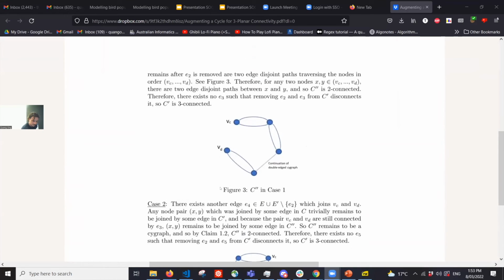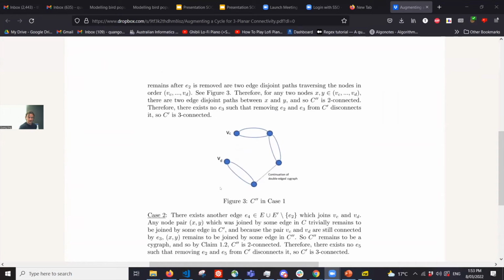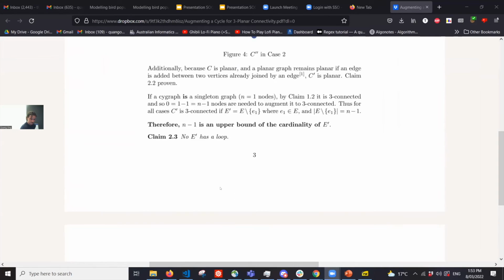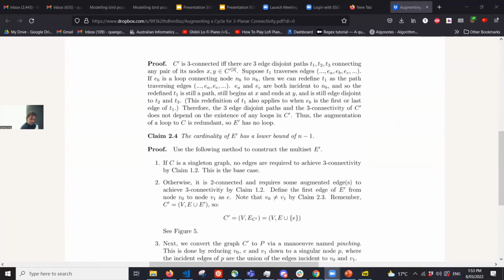So this is the proof that doubling all but one edge is going to make a 3 connected. It's fairly simple. And yeah, it gets a bit more complex here.